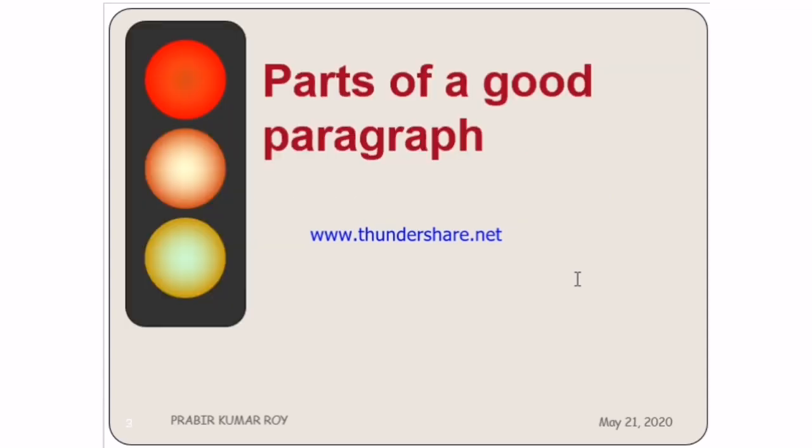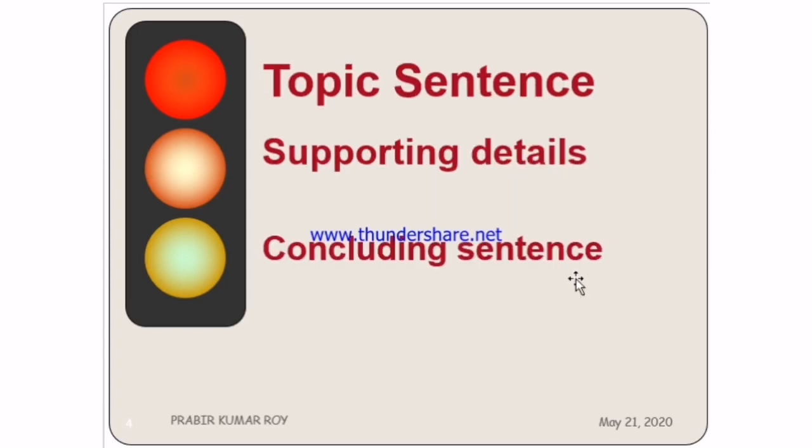In order to write anything, we have to know the formation. Now let us know the formation of a paragraph, that means how many parts a good paragraph has. From the screen you can easily guess how many parts a good paragraph has. Yes, three parts. Number one, topic sentence. Number two, supporting details. And the last one is concluding sentence.